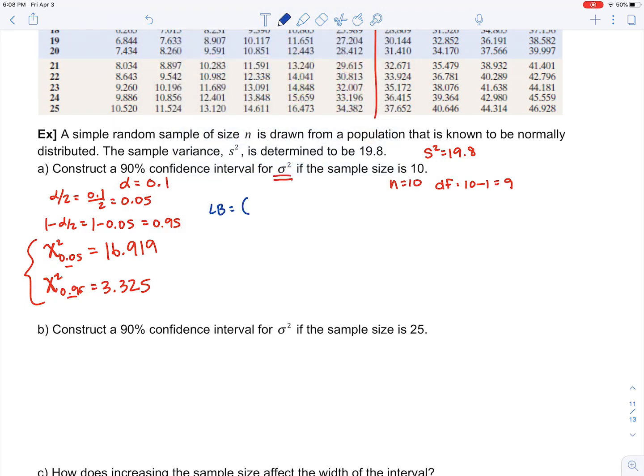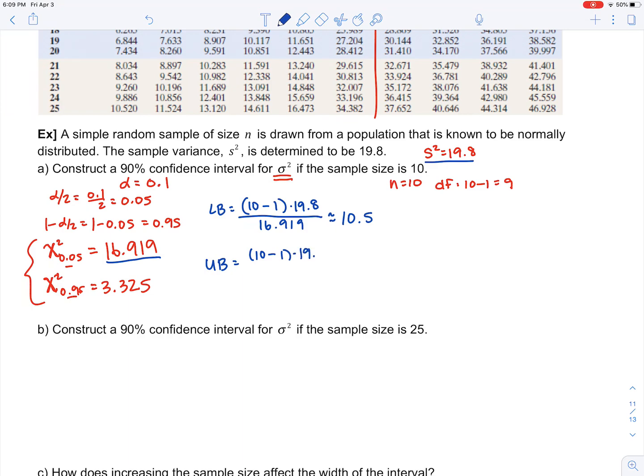So the lower bound, in the numerator is n minus 1, so 10 minus 1 times s squared, which was given, divided by the chi-square value found in the table. Can we get an approximation for that on the calculator? 10 minus 1 times 19.8 divided by 16.919. So I'm getting about 10.5.